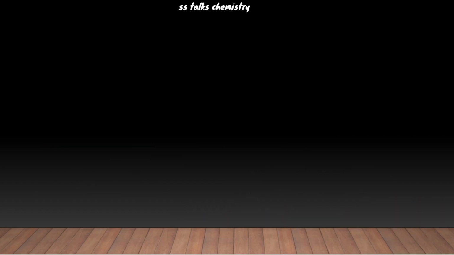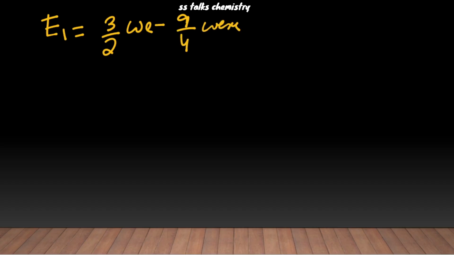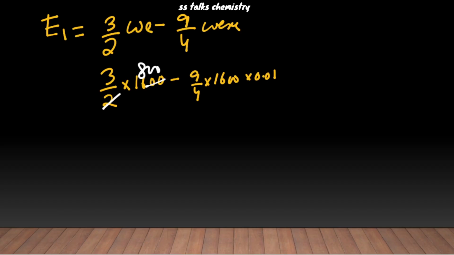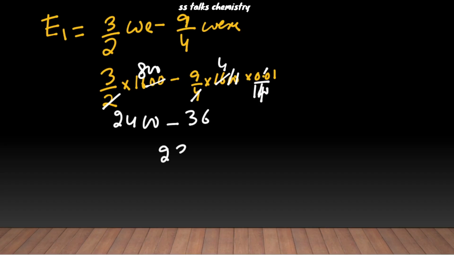Now for the first state of the vibration, the energy will be 3 by 2 into omega e minus 9 by 4 into omega e into xe. So it will become 3 by 2 into 1600 minus 9 by 4 into 1600 into 0.01. So this value we get 2400 minus, now here these zeros are getting cancelled, 9 fours are 36. So 2400 minus 36, that becomes 2364 centimeter inverse.